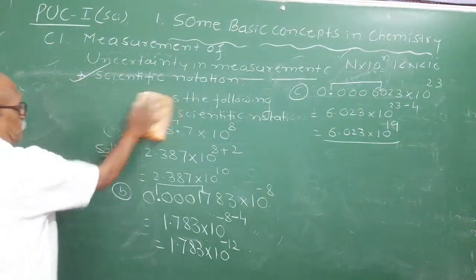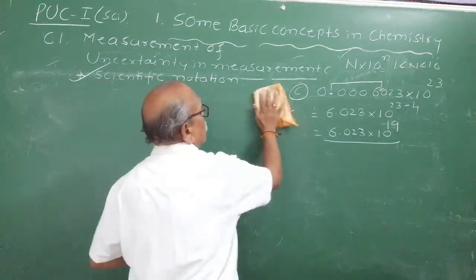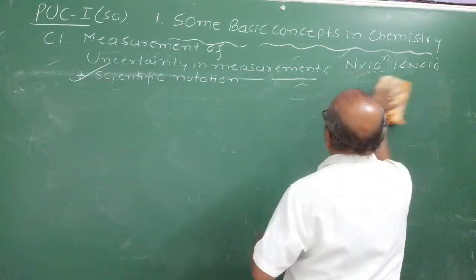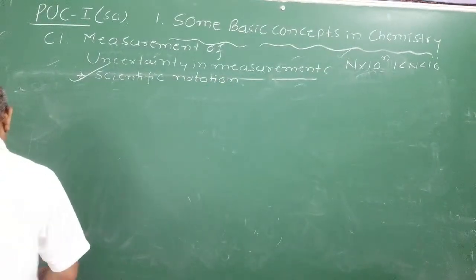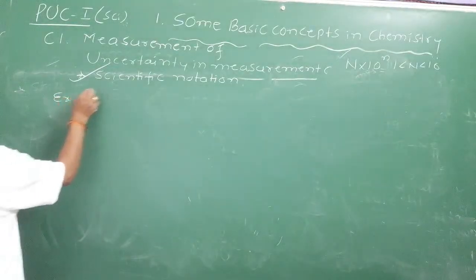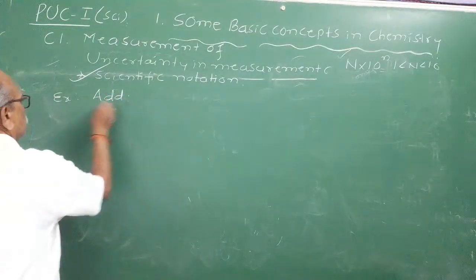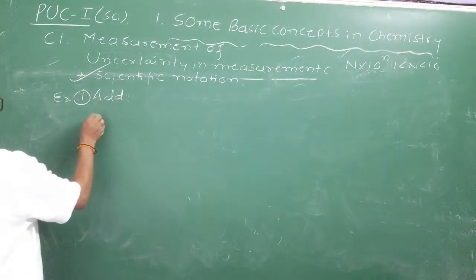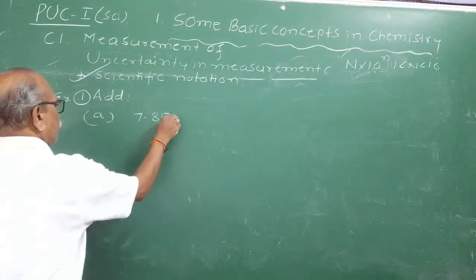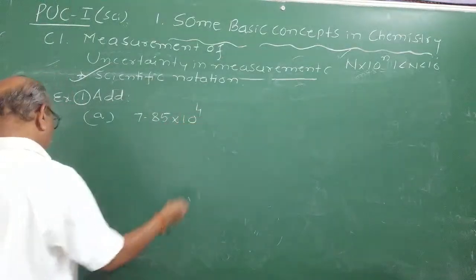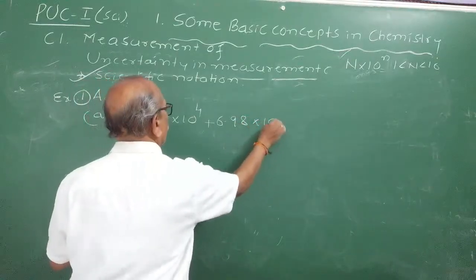Now we'll move on to something you will sometimes come across in physics and chemistry: addition of numbers with different powers to the base 10. I will give an example now. First example, add 7.85 into 10 raised to 4 plus 6.98 into 10 raised to 3. Now observe.